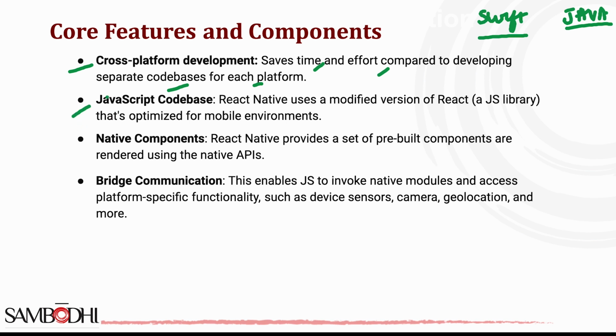The next feature is the JavaScript code base. React Native uses a modified version of React. React is obviously a JS library. It was initially introduced to develop web applications, but later it was optimized for mobile development environments also. So React Native is using this optimized version of React, which is a JS library, optimized for mobile development environments.